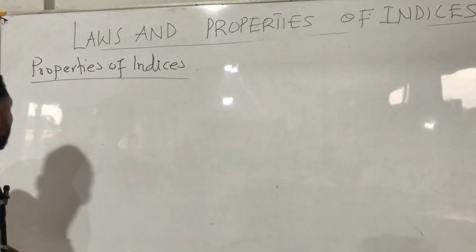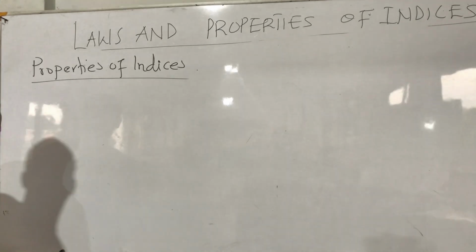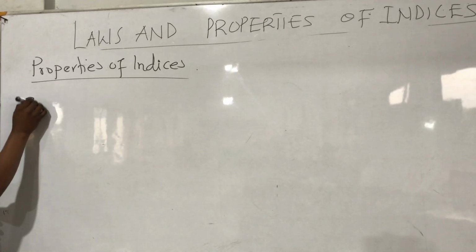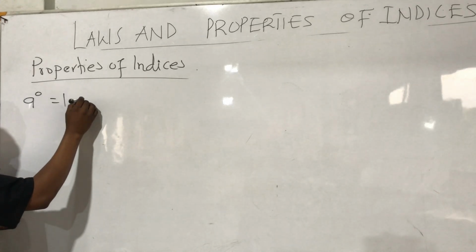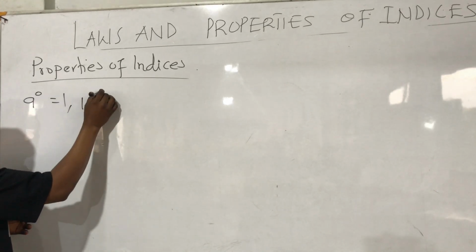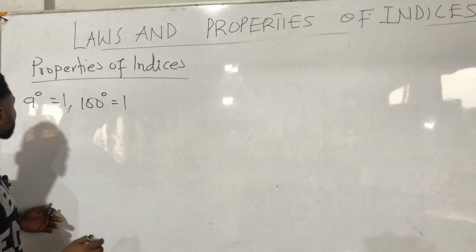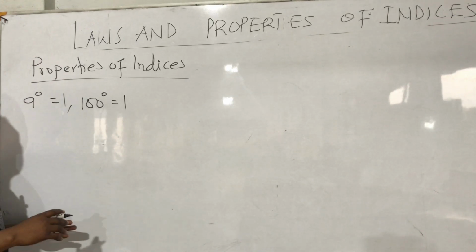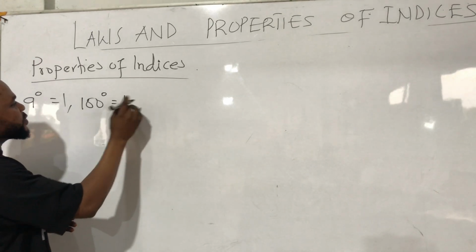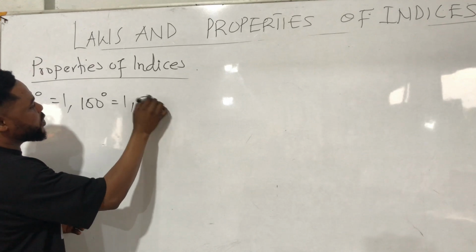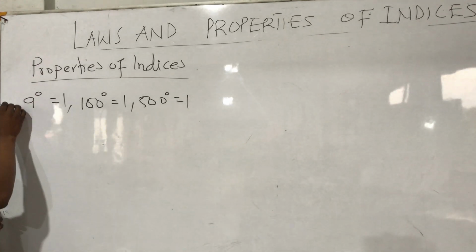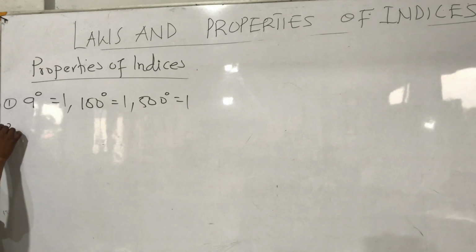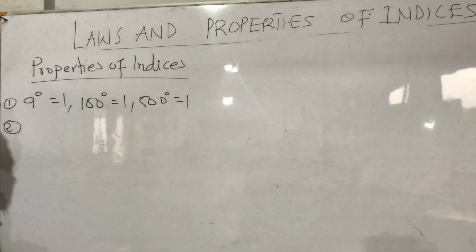All right, let us look at our first property of indices. If I have a raised to the power 0, it is equal to 1. If I have, let's say, 100 raised to the power 0, it is equal to 1. So in indices, any non-zero number raised to the power 0 is going to give us what? 1. So this is the first property that we can have. Let us look at the second property.